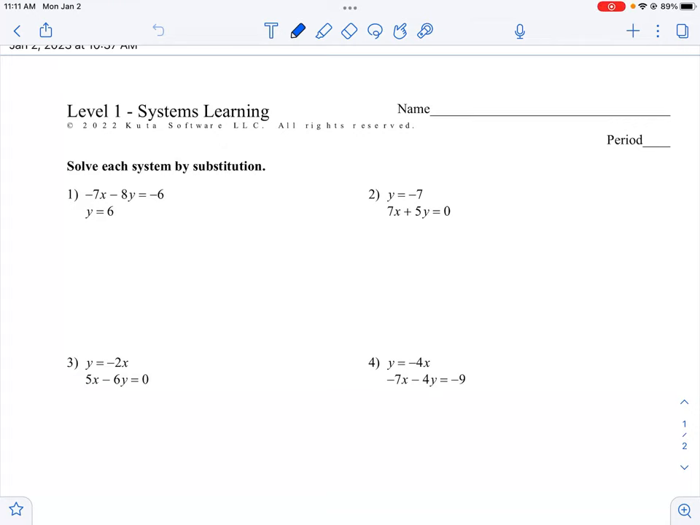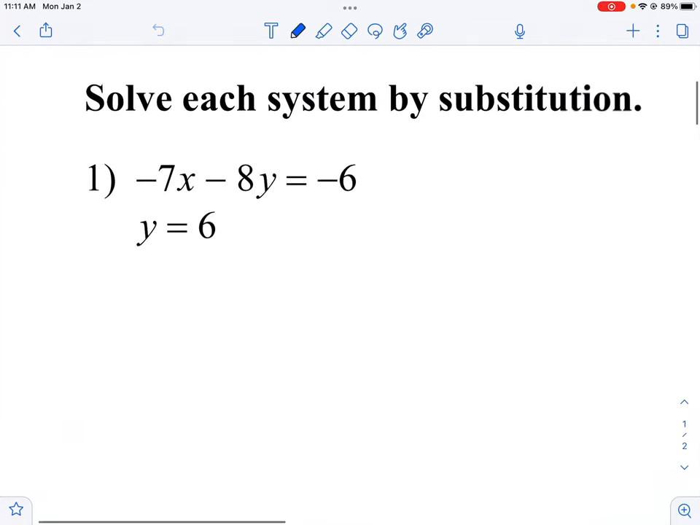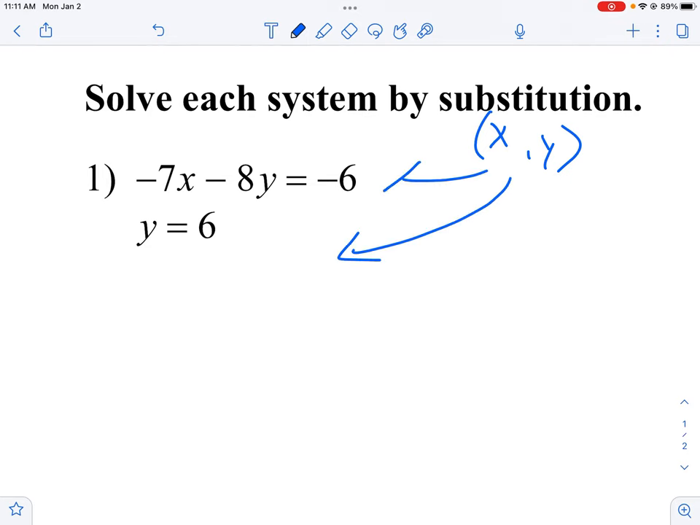Hello, it's time for level 1 systems. So to solve a system just means there's two different equations and you're trying to find the x and y value that works in both systems. Okay. Well, one way to do that is with substitution. So level 1 requires you to do some substitution.